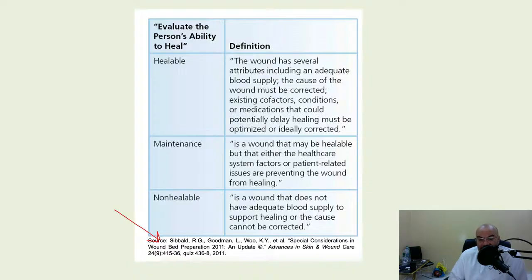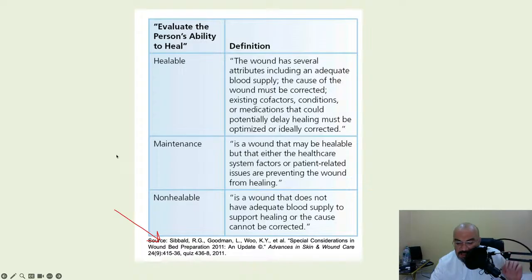This is what's written in the special consideration for wound bed preparation and its 2011 update. The first appearance of wound bed preparation came from the HUMA conference in 2003, followed by a systematic review, and then several updates happened, but the same concept remains. Here we can see that wounds are classified into three categories. Based on these categories, our decision will change.